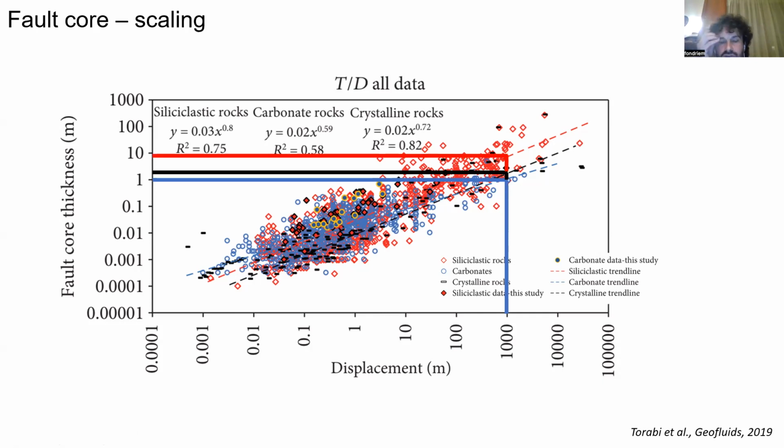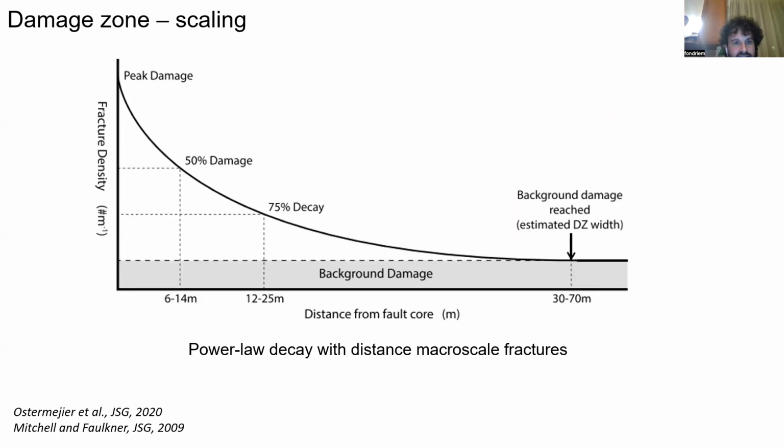Instead, if you go to porous rocks, the thicknesses are bigger. What is a bit more studied compared to the fault core scaling laws is the damage zone scaling laws. So what people do in different fault zones is measure the thickness of fault damage zones.